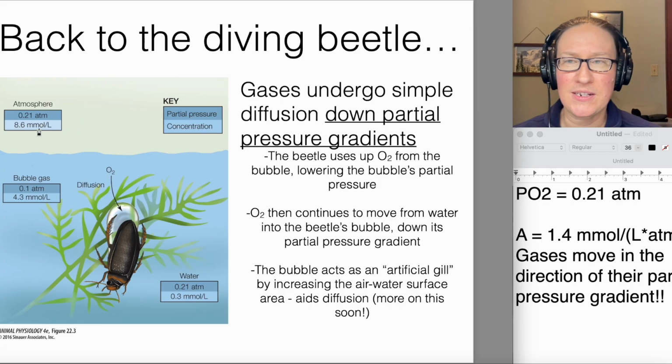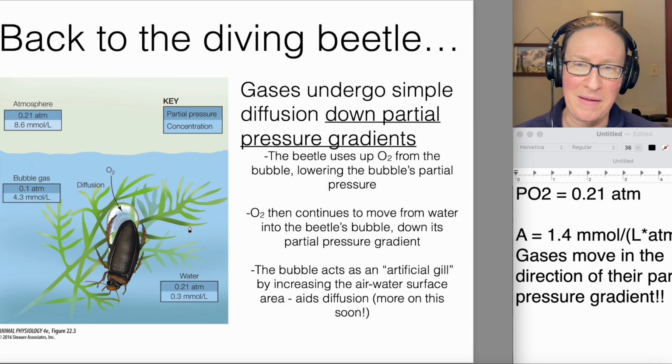So we've got atmospheric conditions here in the air above the water where diving beetles are found, and then we've got conditions in the water as well. In general, if the water is fairly fast-moving water in contact with air, and we'll come back to those points in a little bit, it too will have an oxygen partial pressure that's similar to the oxygen partial pressure found in the air of 0.21 atmospheres. And again, the concentration is a lot lower, because it has a low solubility coefficient. But that indicates there's not going to be any net movement of oxygen between air and water.